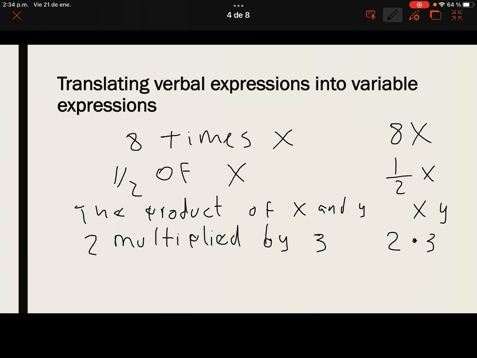Next keyword is "twice." Twice means multiply something times 2. For example, twice n, or twice a number, means 2 times, or 2 multiplied by, that number, which in this case is represented by n. These are the keywords for multiplication.